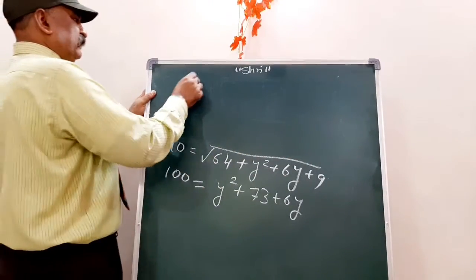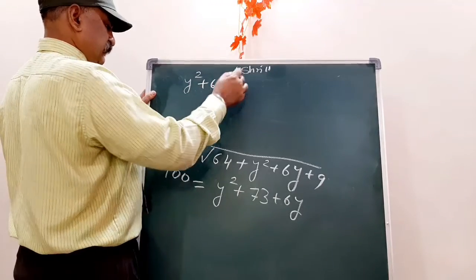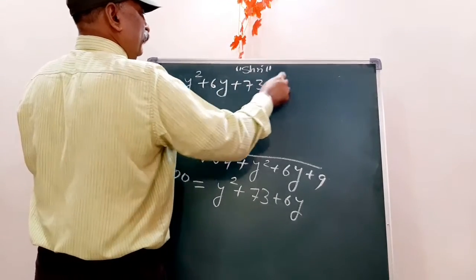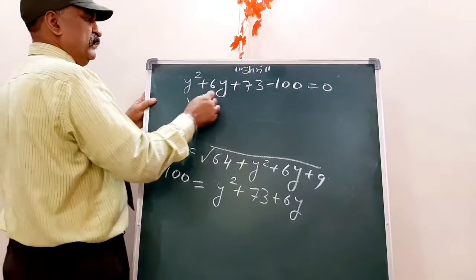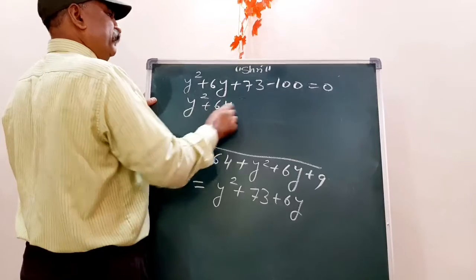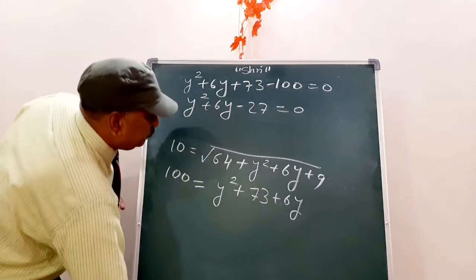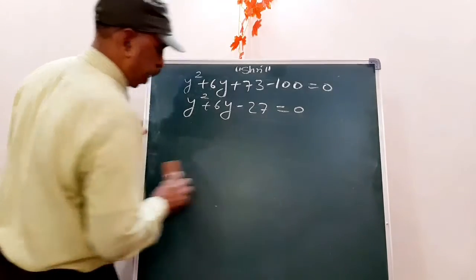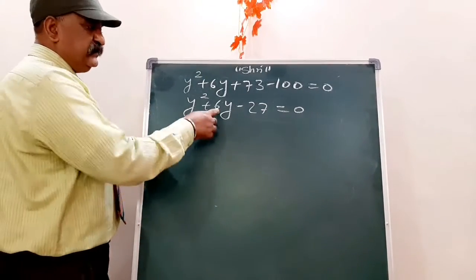Now y square plus 6y plus 73 minus 100 equal to 0. So you will get here y square plus 6y minus 27 equal to 0. Now let us see what are those numbers. Their multiplication is 27, addition is 6.